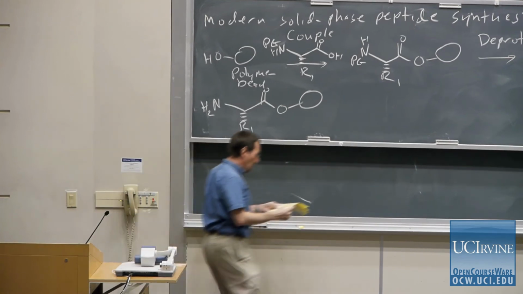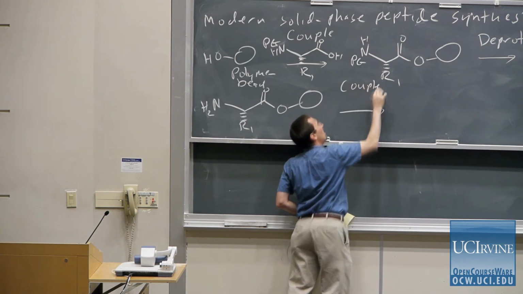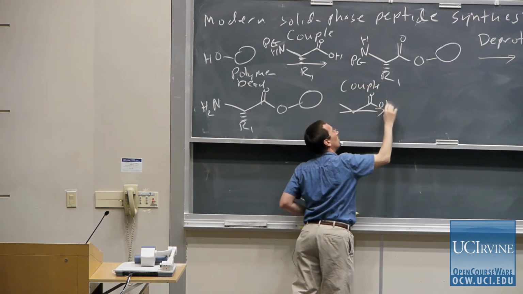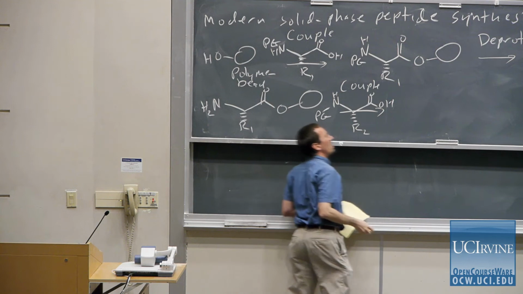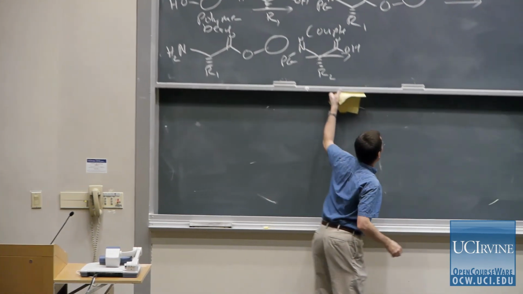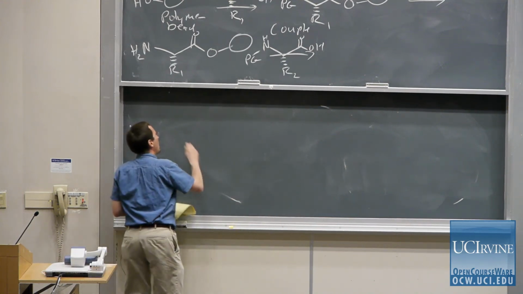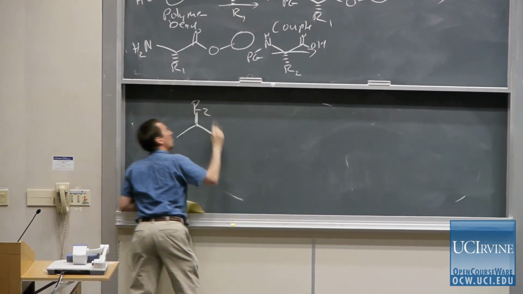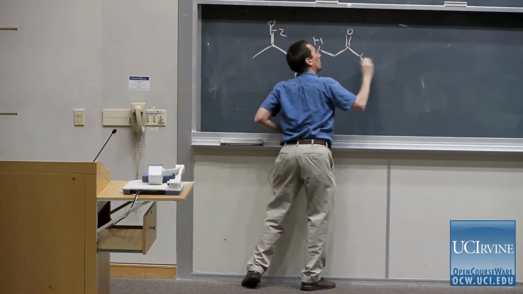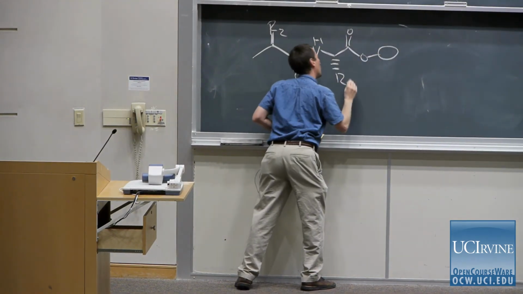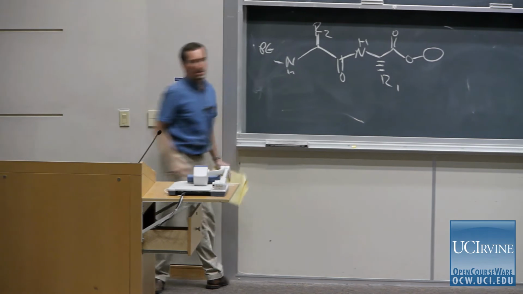Now, imagine for a moment that I couple in the next amino acid. And I'll say I'll couple, and we'll call this R2 on an amino acid, again, with a protecting group, which I will call PG. And I think I'll move down to the blackboard here to show you what we've now got. So now we have R2 connected, and now we have our protecting group.